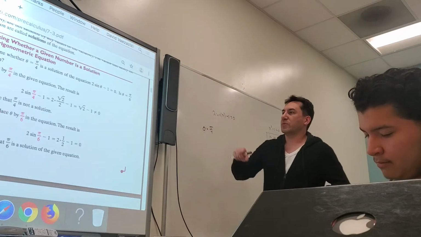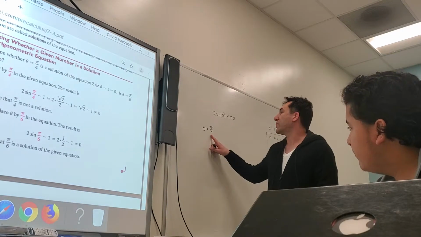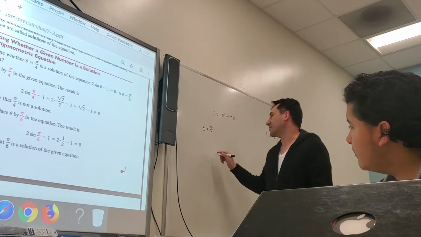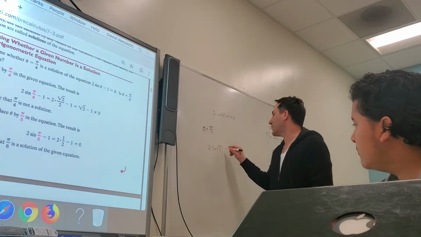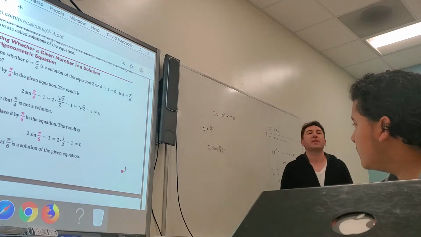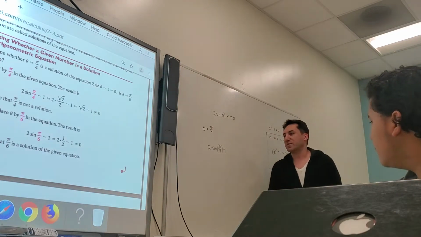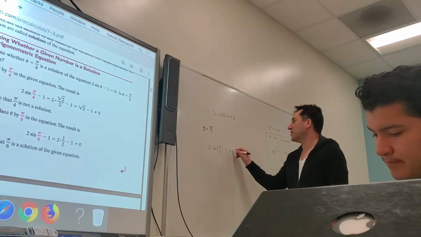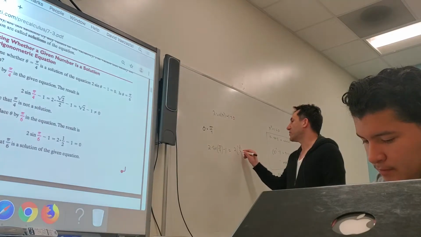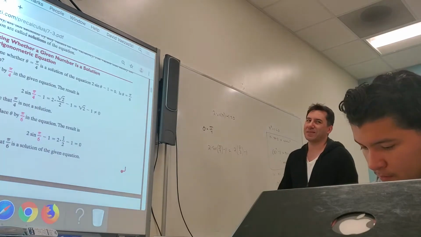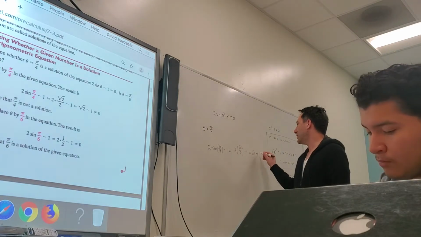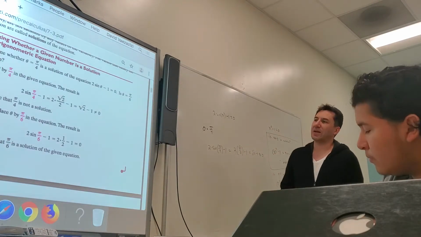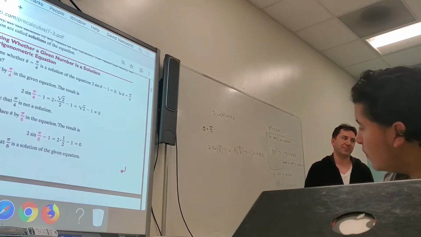Anyway, so for this one, they ask, is pi over 4 a solution to this? As you guys can probably figure out already, you're going to substitute pi over 4 in for theta, and then evaluate this expression and see if you get 0, right? So you get 2 times root 2 over 2 minus 1, and the 2's cancel, but root 2 minus 1 is not equal to 0. So pi over 4 is not a solution.